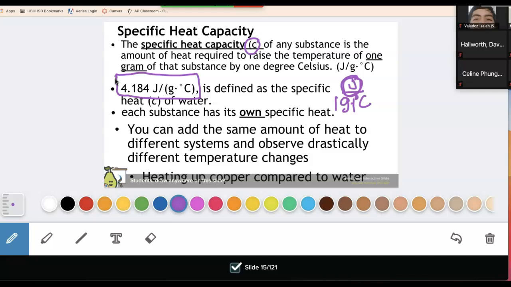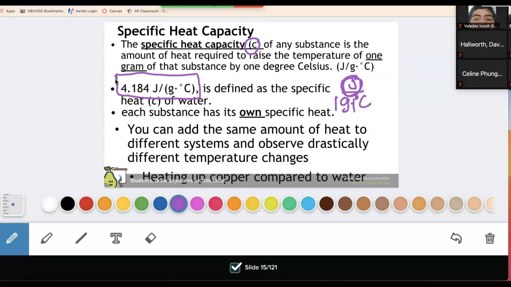You will not be required to know every single substance's specific heat capacity. I will give you a chart with them in it if you need it. The only time you won't know it is if you're being asked to solve for it. Then obviously I wouldn't give you a chart, because if I'm asking you to solve for it, you would just look in the chart and give it to me. So we will do an example problem like that in a minute. But every single substance has its own specific heat capacity.